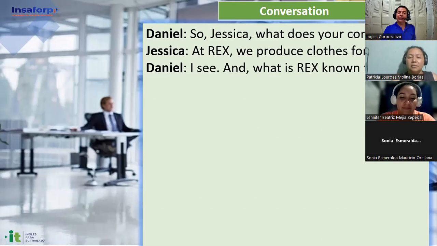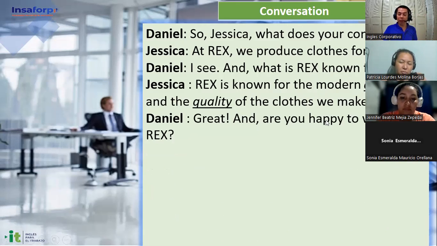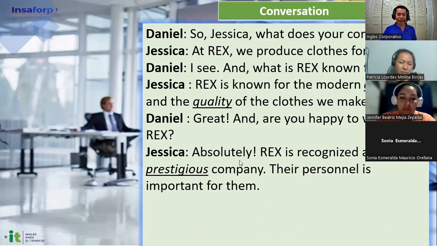And Daniel says, I see. And what is Rex known for? ¿Por qué es reconocido? ¿Cuál es la reputación de Rex? Rex is known for the modern designs and the quality of the clothes we make. Excellent. And Daniel said, great. And are you happy to work for Rex? Absolutely. Rex is recognized as a very prestigious company.